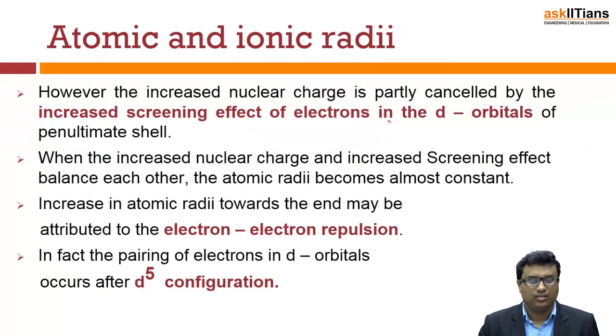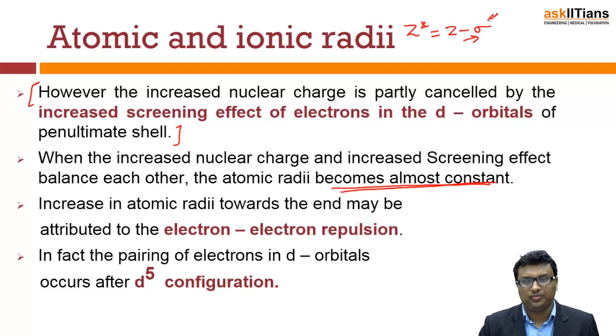Next important point related to atomic and ionic radii. However, the increased nuclear charge is partially cancelled by the increasing screening effect of electrons in the d orbitals of the penultimate shell. So when the increased nuclear charge and increased screening effect balance each other, the atomic radii becomes almost constant. What happens is that we know that effective nuclear charge is Z minus screening constant.